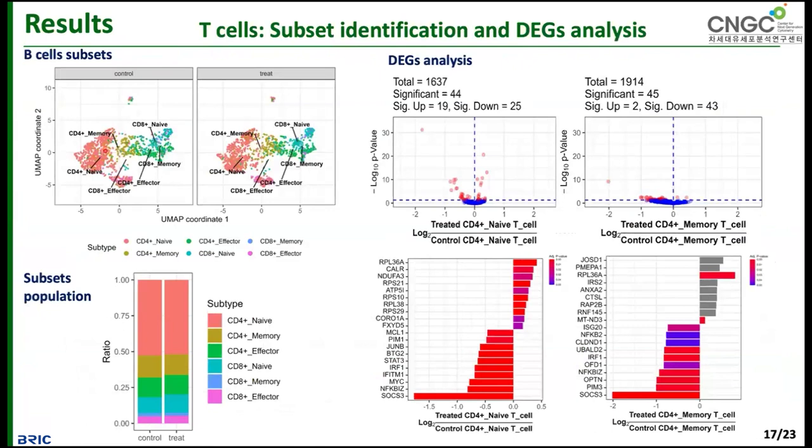So for example, CD4 memory and CD4 naive and CD4 effector. Similarly for CD8 naive, CD8 memory and CD8 effector. So like that we can go for different subset identification and we can compare the population changes. After that, we confirmed only CD4 naive T cell and CD4 memory T cell. These two cells show more significant changes compared to other cells.